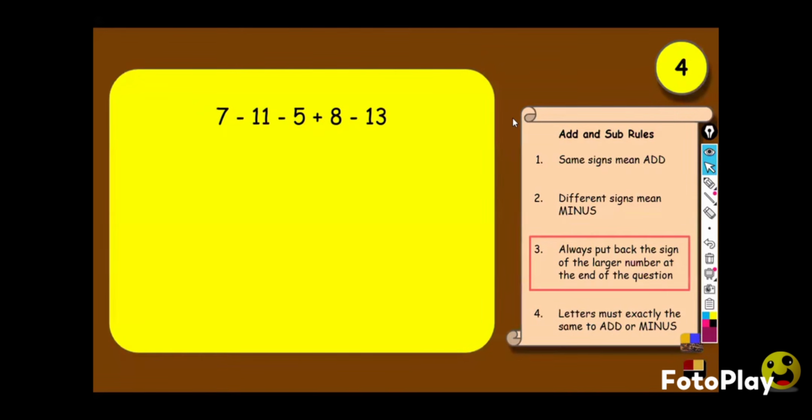Now the question gets harder. It's no longer about 2 numbers. Here we have 5 numbers. Take down that question. Don't write it small. Write it kind of big so it spans across most of your page.